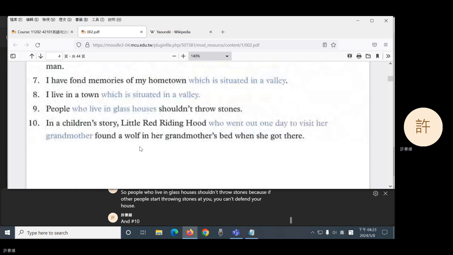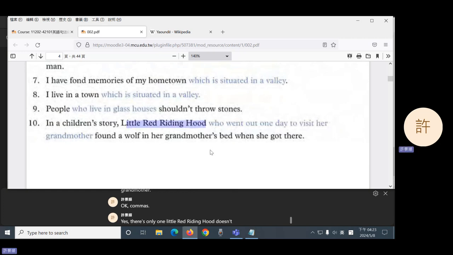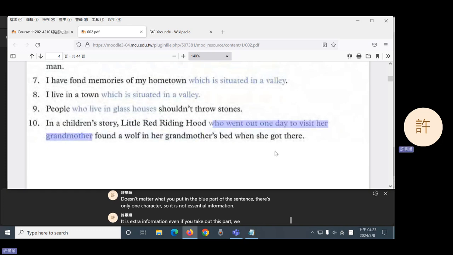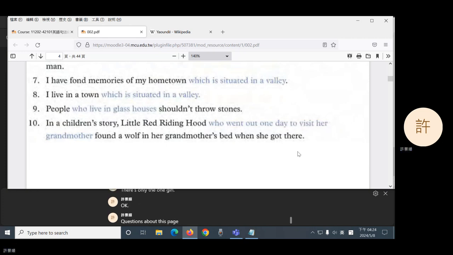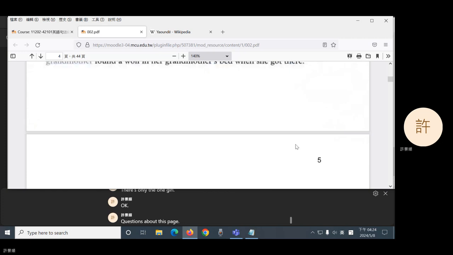And number 10, Little Red Riding Hood, who went out one day to visit a grandmother. Okay, commas? Yes, there's only one Little Red Riding Hood. Doesn't matter what you put in the blue part of the sentence. There's only one character. So it is not essential information, it is extra information. Even if you take out this part, we still know who you're talking about. There's only the one girl. Okay, questions about this page?